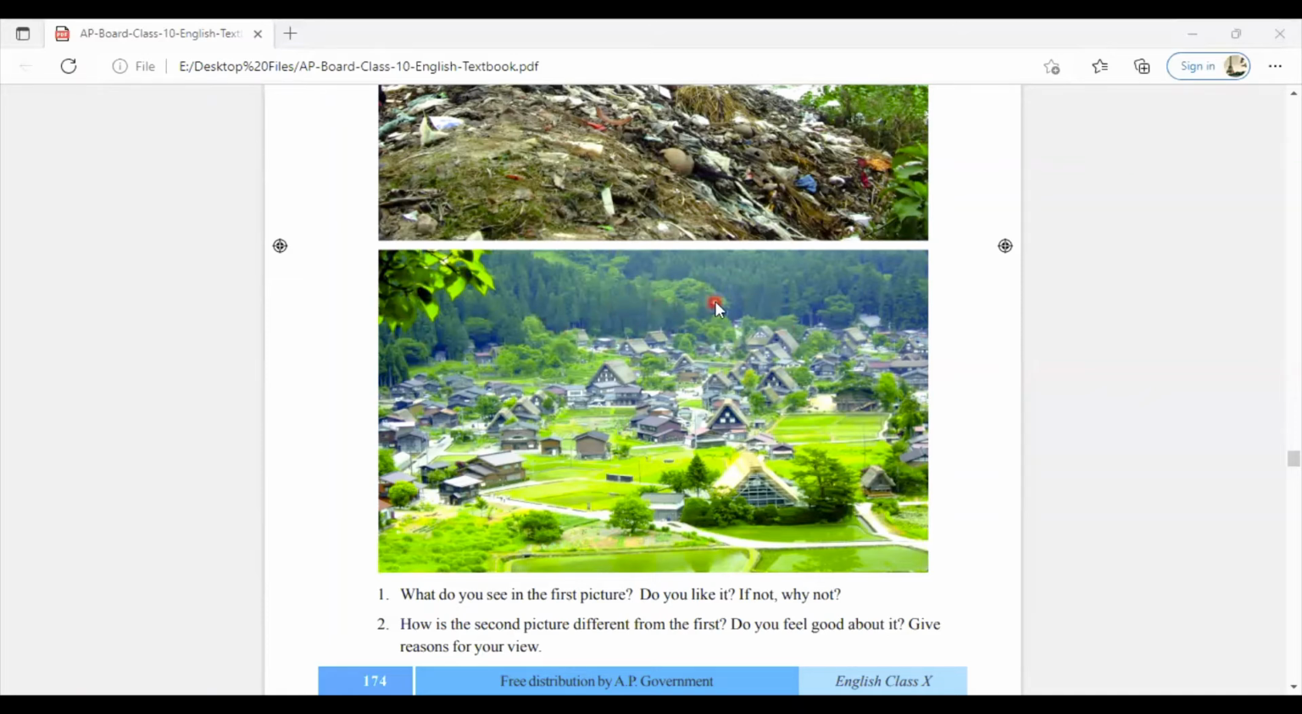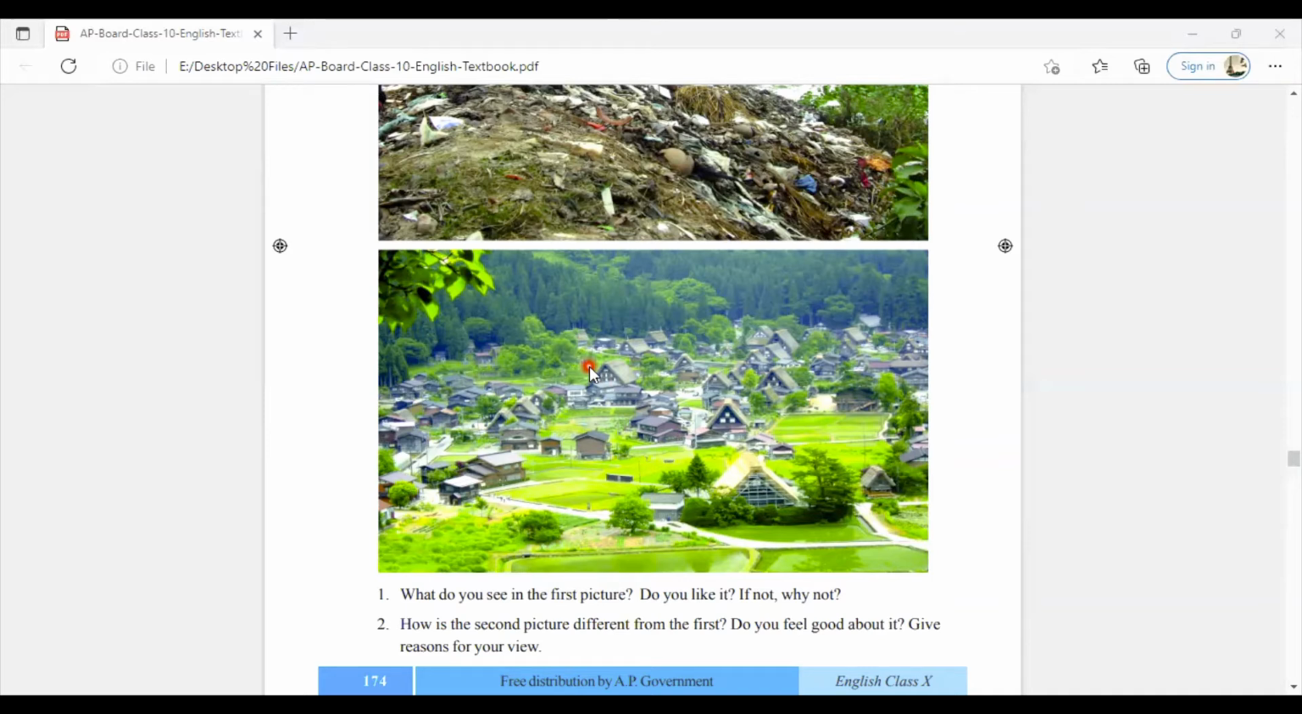I also feel good about it because everywhere you see here, it is full of greenery, and there is no dust. Garbage is also not there. It's clean and green. We find cleanliness in this picture.